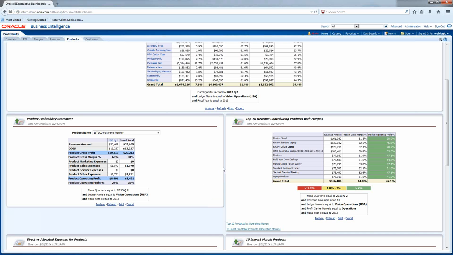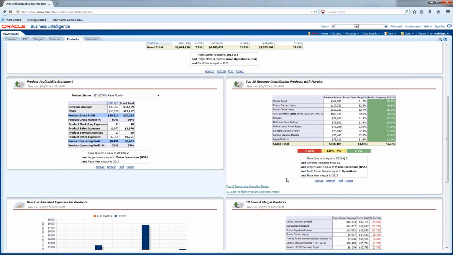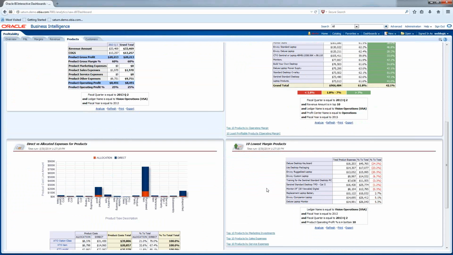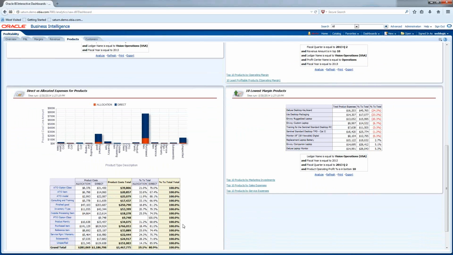Across to the right, we look at our top 10 revenue contributing products with margins. This is a benchmark kind of analysis, a toll gate. The green indicator shows we're all above our hurdle rate for product operating margin, but where it would appear you'd be under, it would be a red light, with a warning on the yellow. Moving down, this is direct versus allocated expenses against those products, in a graphical view and a pivot table.